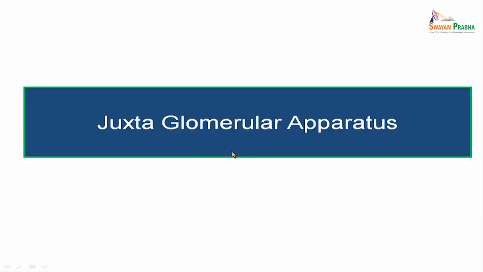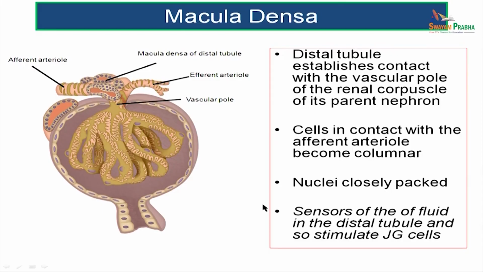So, now we will go into the next histological aspect of the kidney, which is very, very important in regulation of blood pressure, that is the juxtaglomerular apparatus. This juxtaglomerular apparatus has various components. First is the macula densa.